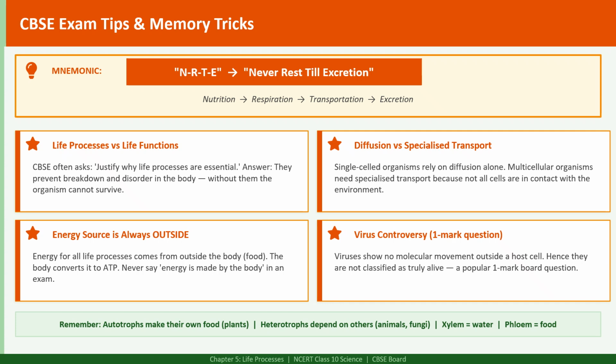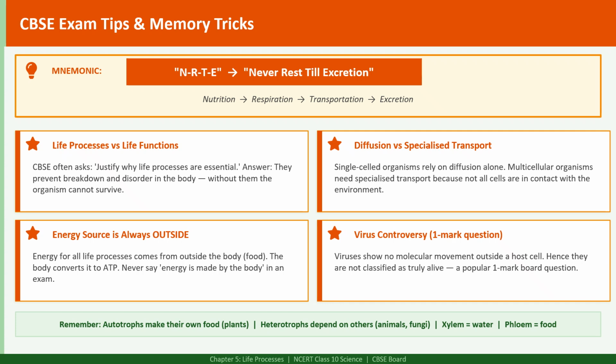Next comes diffusion versus specialized transport. Single-celled organisms rely only on the diffusion process. But multicellular organisms need specialized transport because all the cells are not in contact with the environment. Here, this is a very important one-mark question: viruses show no molecular movement outside a host cell, hence are not classified as truly alive. We know the answer for this. When it is present outside the body, it is not alive. But when it enters any life form, it becomes alive.